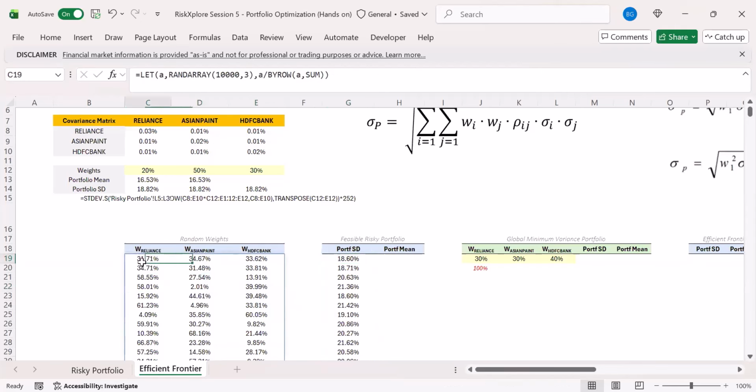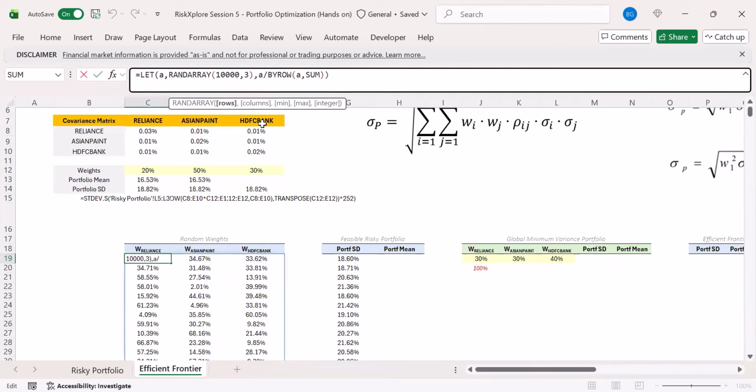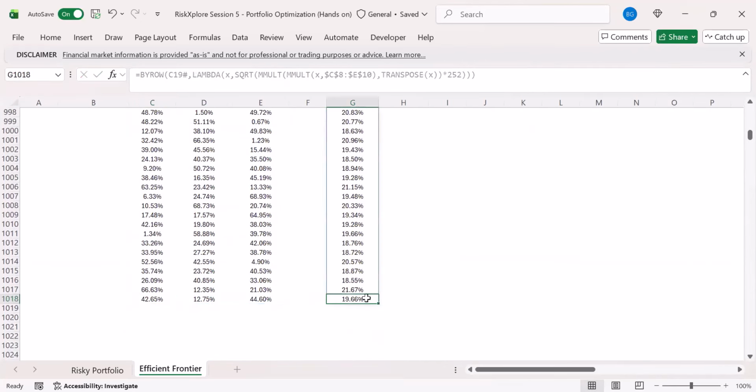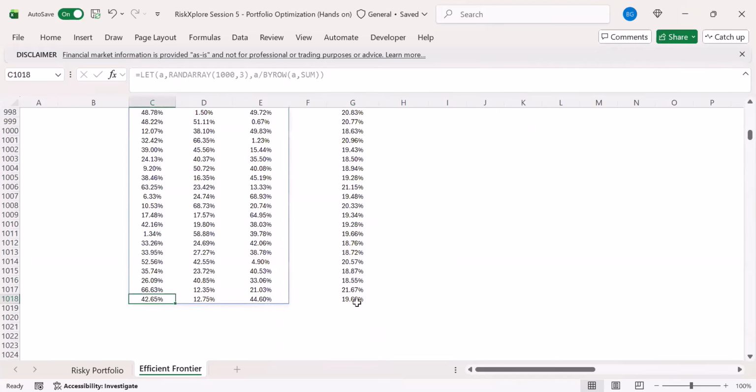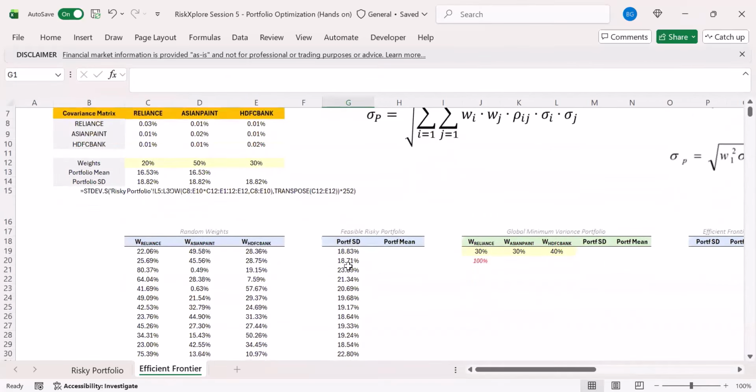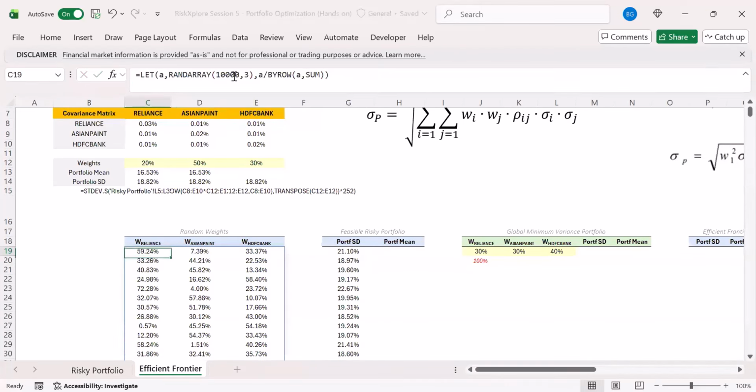And what is the benefit of this? Let's say you go ahead tomorrow and say, okay, I don't want to do 10,000 simulations, I only want to do 1,000 simulations. If you write 1,000 here instead of 10,000 and go down, you can see that this dynamically changed as well, just because you have done everything using dynamic arrays. So this is how we can make this dynamic. We have dynamically generated 1,000 simulations for portfolio SD, and let's make it 10,000 simulations.